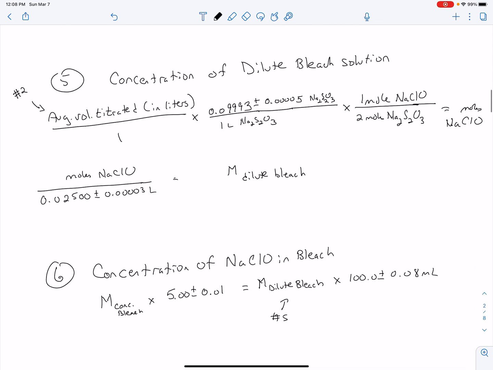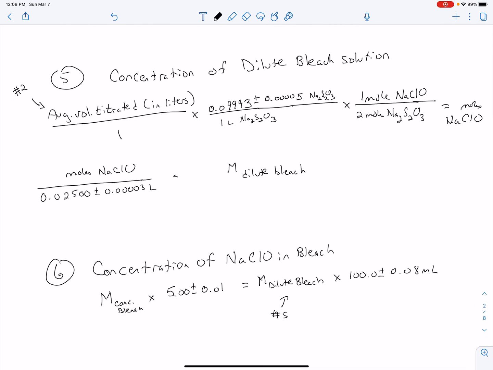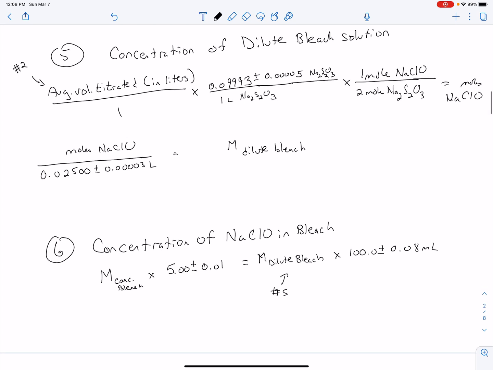But remember, that bleach came from a 5 milliliter pipette out of the bottle itself, and so I used MV equals MV. Now notice in here I gave the uncertainties associated with your pipettes. So here we have our 5 milliliter pipette is a 0.01 uncertainty. Our 100 milliliter volumetric flask is a 0.08 milliliter uncertainty. And then I showed you we're solving for the concentrated bleach.